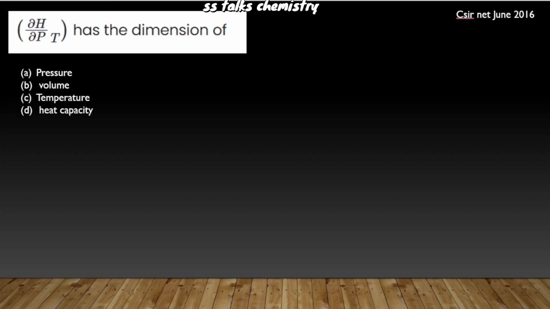So the question says: del H by del P at constant temperature. This temperature term is not present over here, it is present outside. It has the dimensions of what? Now del H by del P, you find it using the second thermodynamic equation of state.